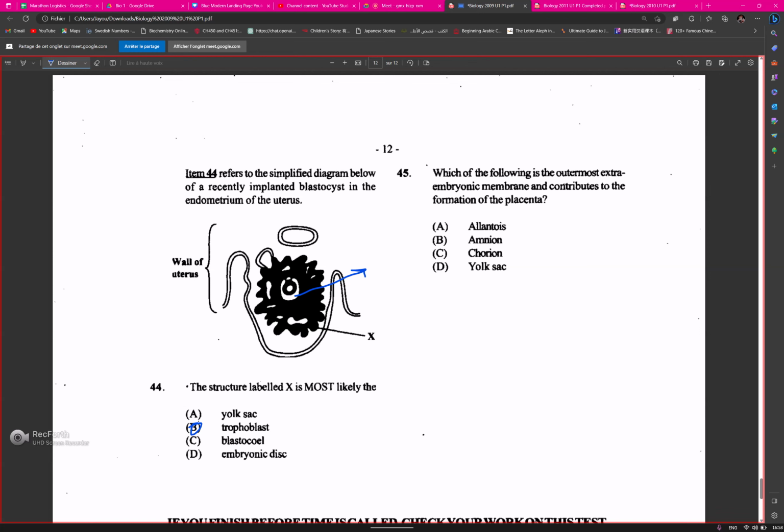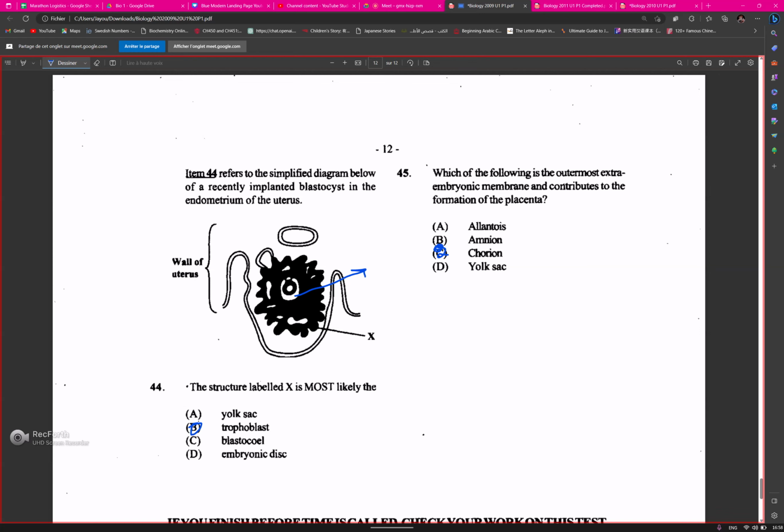Okay, carry on. So we're going to have the syncytiotrophoblast and the cytotrophoblast mixing with embryonic connective tissue and everything, and then the chorion will start to form. So I think that would be one of the most important parts of it.